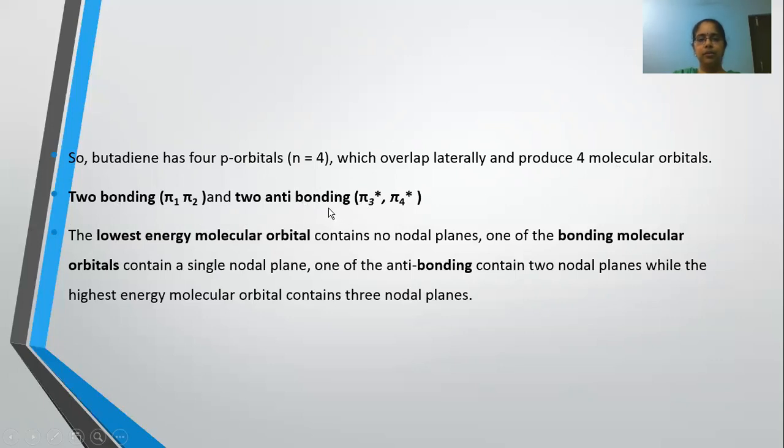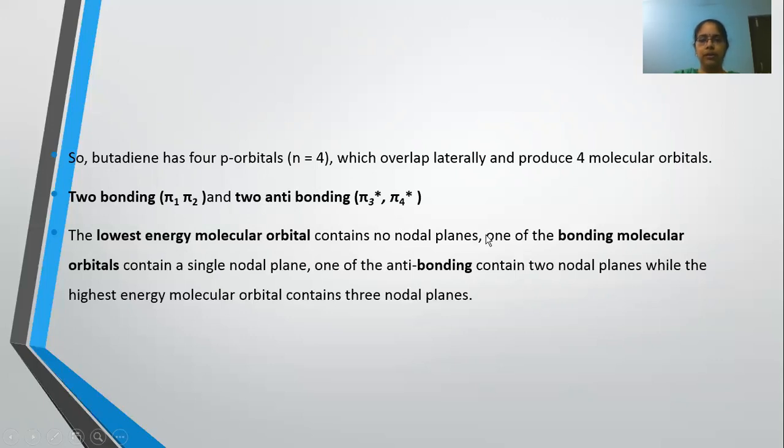So anti-bonding molecular orbitals are always represented by a star to differentiate. So among the 4 molecular orbitals that are produced, 2 are bonding and 2 are anti-bonding. Bonding are designated as pi1 and pi2. Anti-bonding are designated as pi3 star and pi4 star.